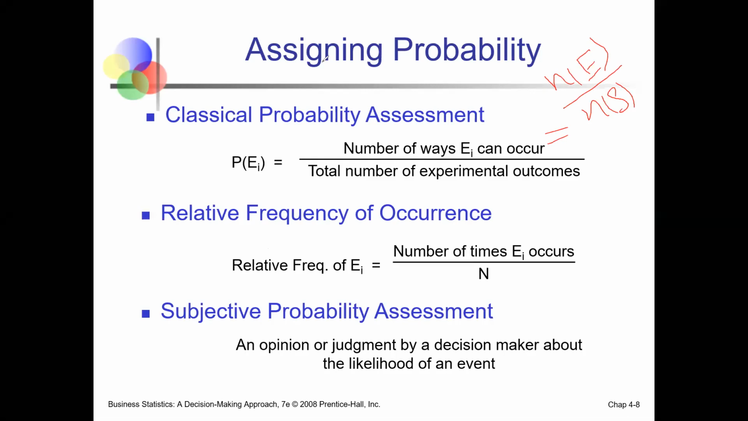In the numerator we usually say the number of favorable outcomes divided by all possible outcomes. So usually we are using the classical probability assessment formula. And in the last lecture, we solved many kinds of questions. For example, we want to find the probability of a head from a coin.